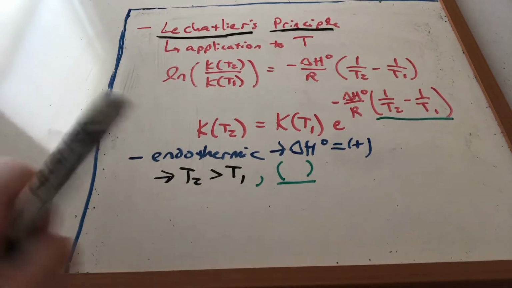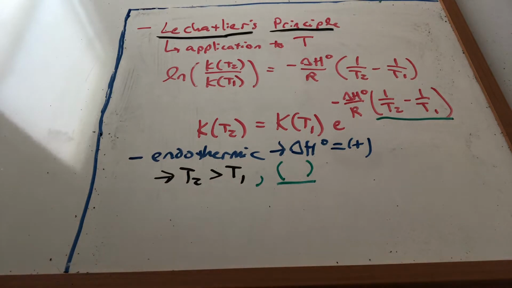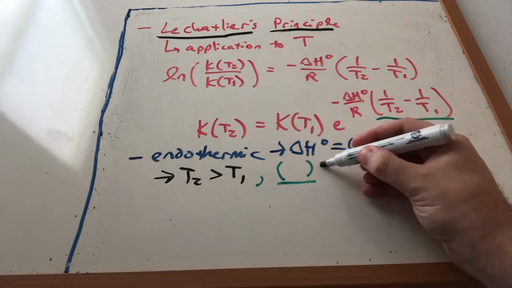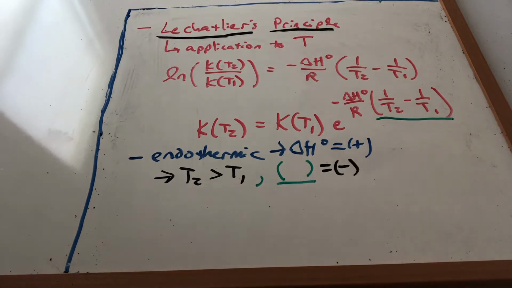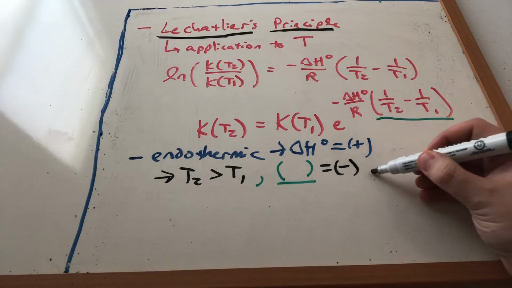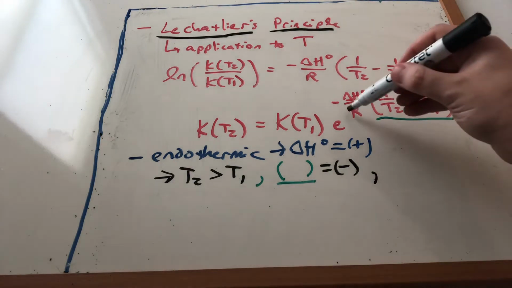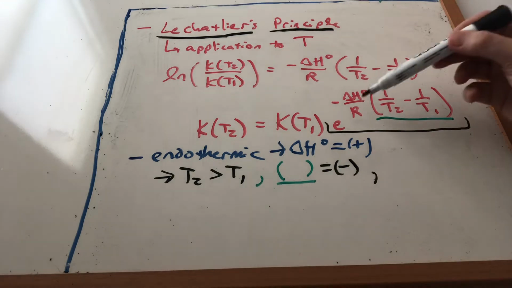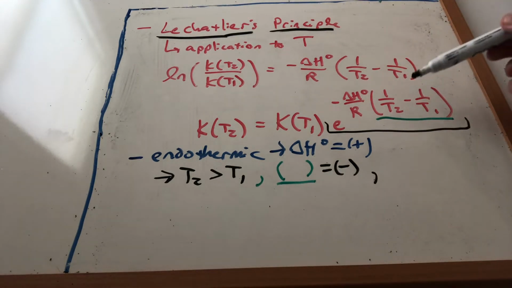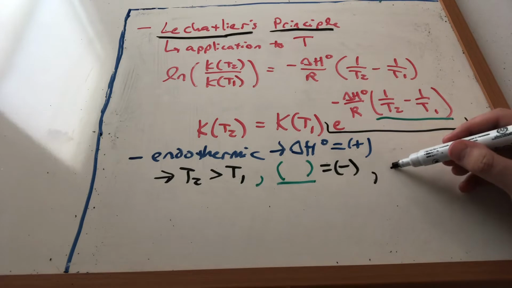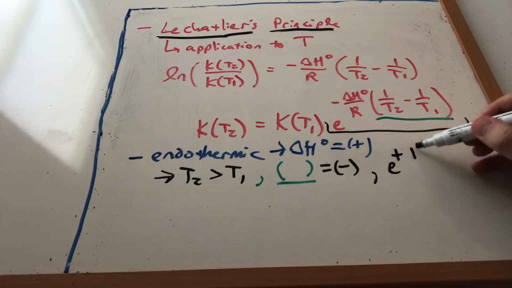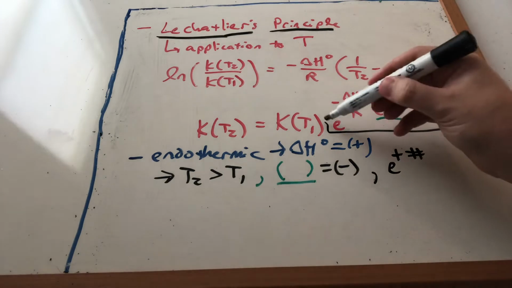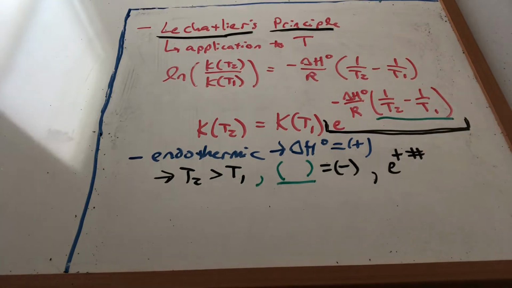In this situation, T2 being greater than T1, what we'll get from here is a negative number. Delta H is positive, okay? So now let's look at the exponential. Delta H is positive, R is positive, and this is negative. The negative and the negative cancel each other out. And what you get is e to a positive number, as this term right here.